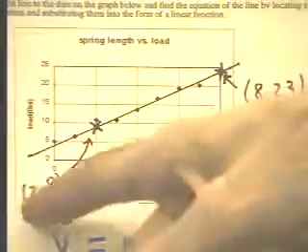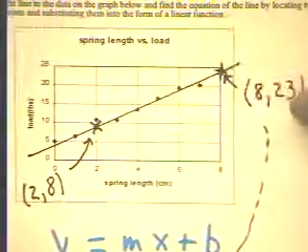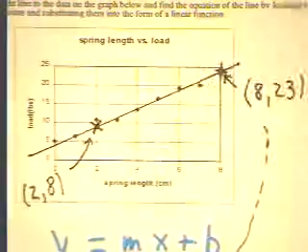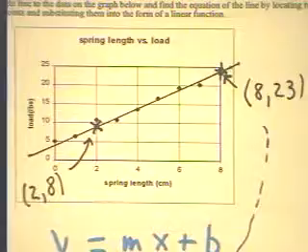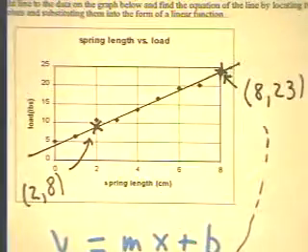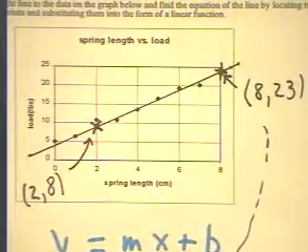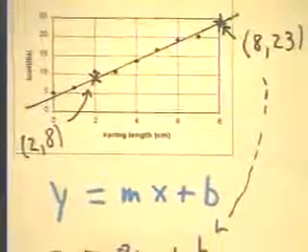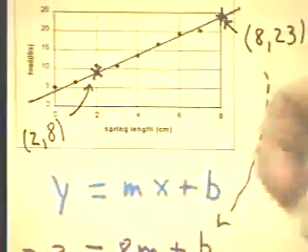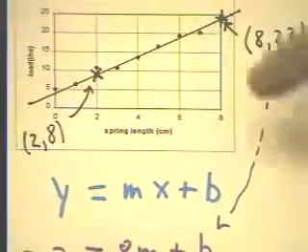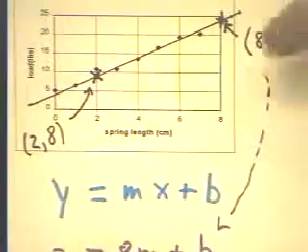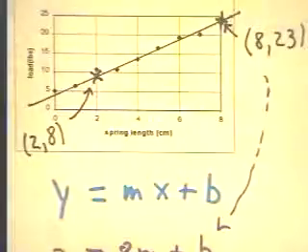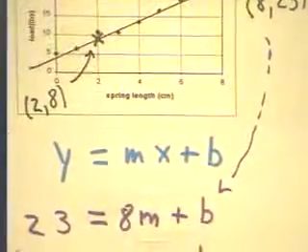Now, we identify the points (2, 8) and (8, 23) on that line. Those are the points that we're going to use to obtain our model. And then the rest is fairly straightforward. Having those points, we substitute them into the form y equals mx plus b. The 8 will be an x, the 23 will be a y, and we're going to get this equation.